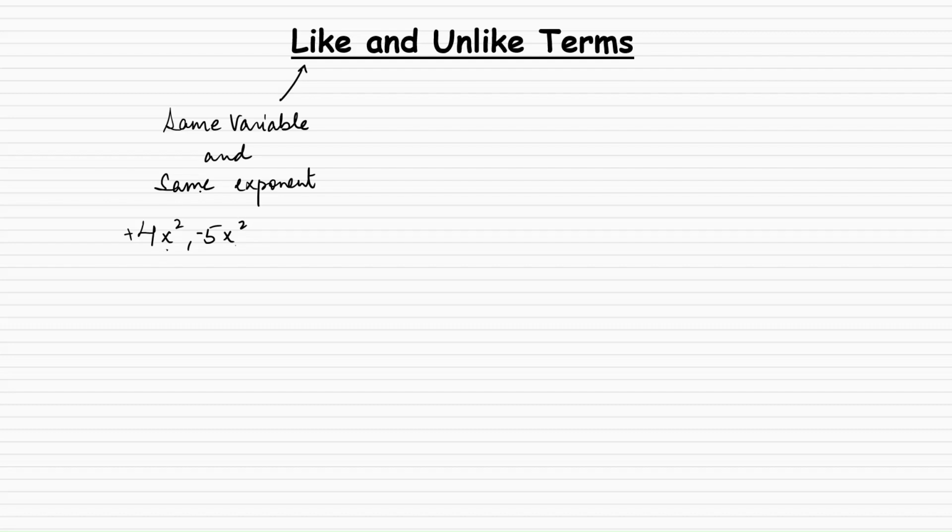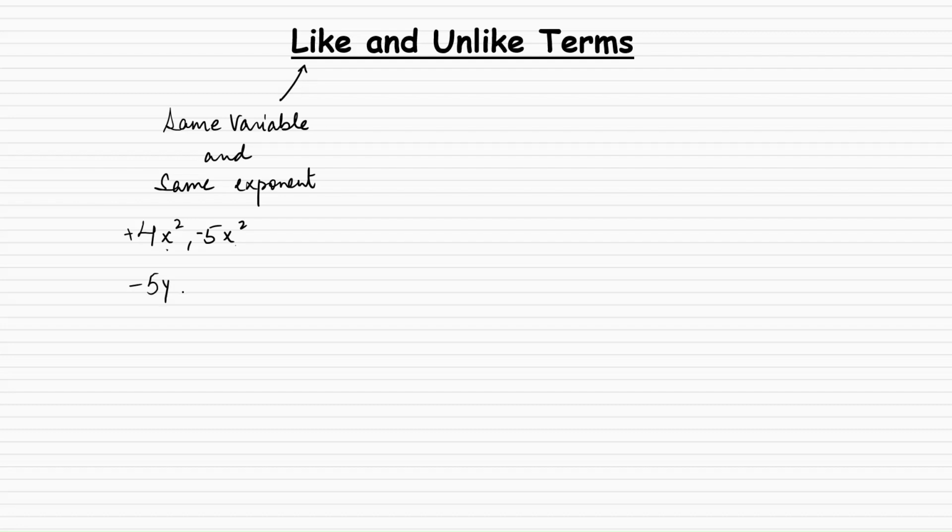Like and unlike terms. Like terms are those terms which have the same variable and same exponent. So variable and exponent part should be same. For example, 4x square, 5x square. 4 and 5 are the coefficients. They can be different. It can be plus 4, it can be negative 5. It doesn't matter. We are not bothered with the coefficients. We need to check if the variable part is same or not. Variable x, exponent 2, exponent 2.